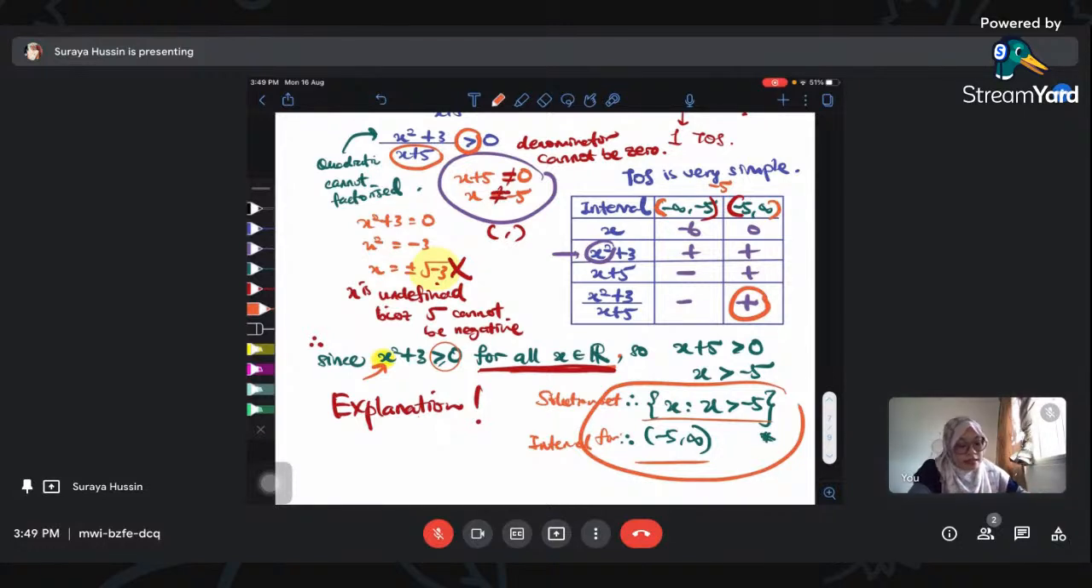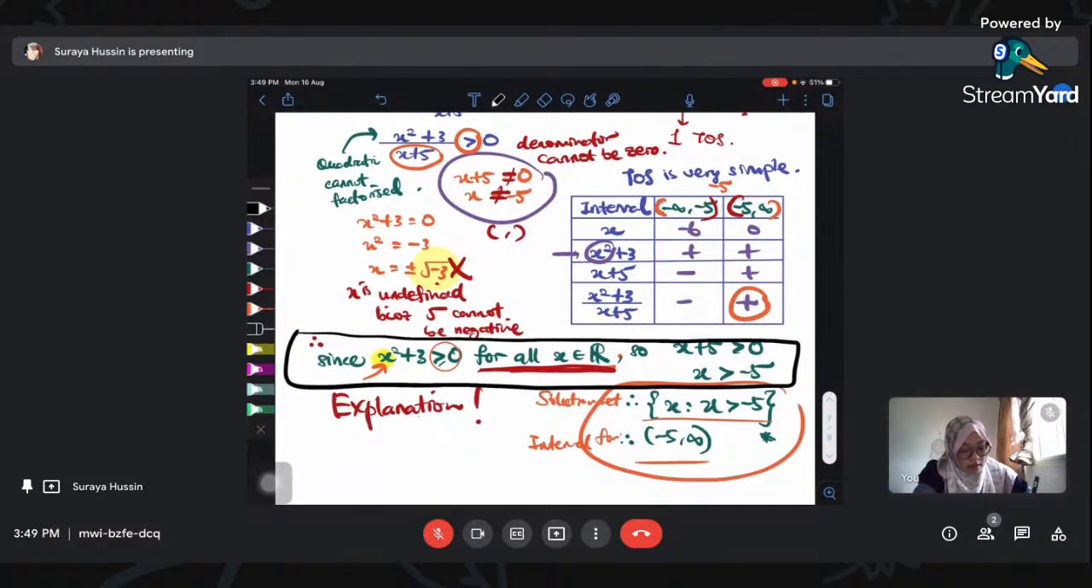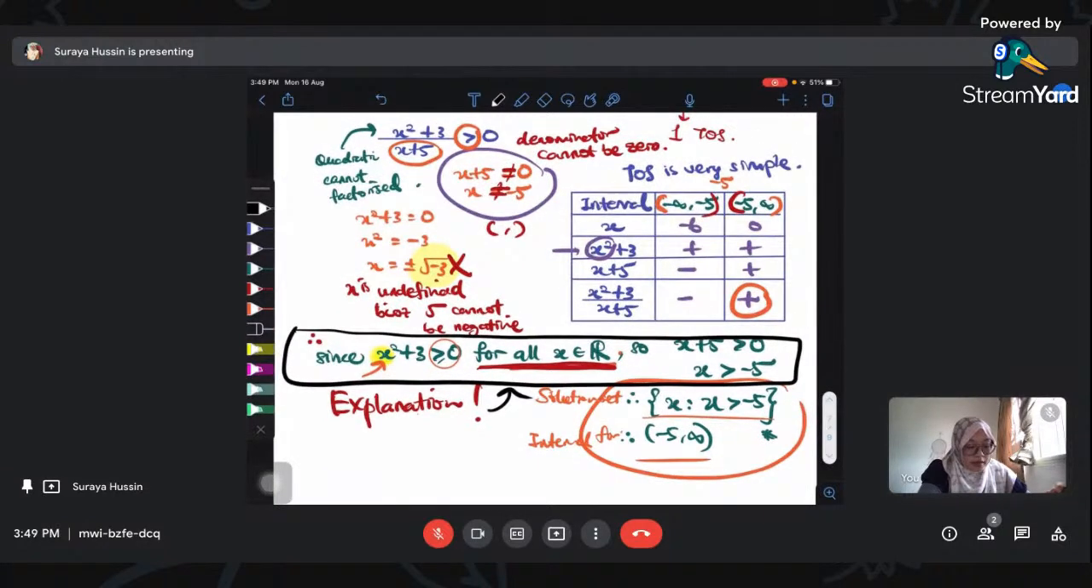Perbezaan antara TOS dan juga explanation. Saya tulis sini ya, this is explanation. This is explanation. Do you understand? Do you understand how does it works? Kalau kamu tak suka explanation, kamu buatlah TOS yang simple ni because this will also give you marks as the explanation marks. Sama je actually. But many student love TOS sebab dia senang kan, sebab kita dah biasa buat.